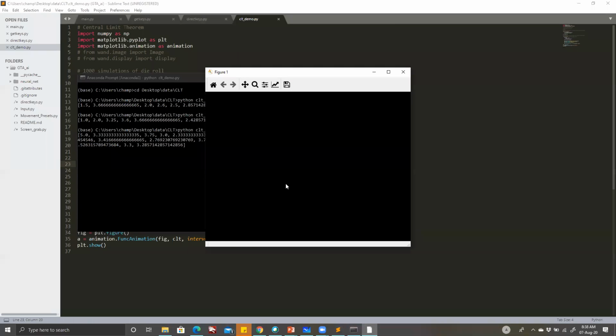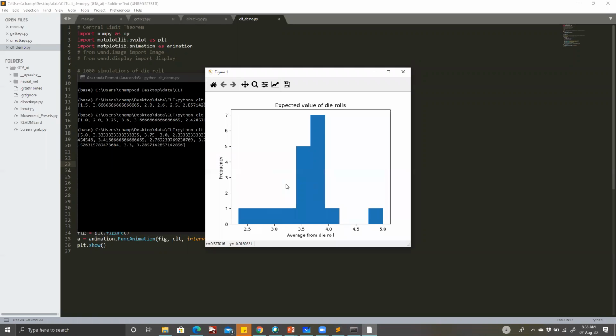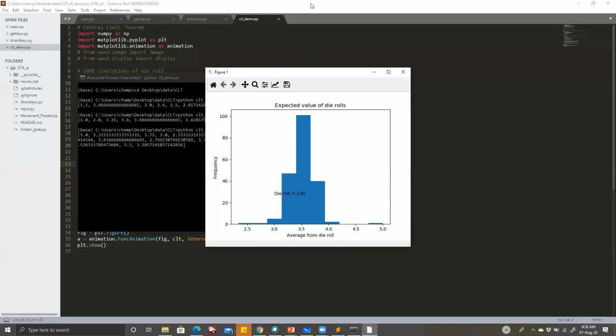You will see as I'm averaging out more values, there's that tendency of the Gaussian that is going to occur now. Around 3.5, it will definitely happen because the maximum value is 6 and the lowest value is 1. So 1 plus 6 is 7, divided by 2. Even with the simplest die roll, you are going to get something close to 3.5.